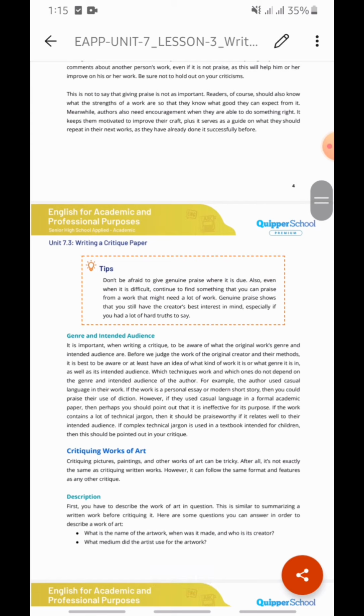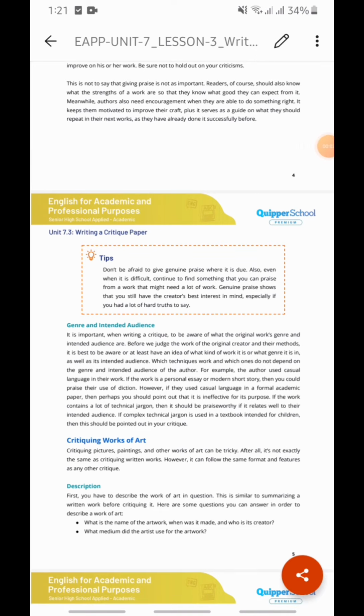For example, the author uses casual language in their work. If the work is a personal essay or modern short story, then you could praise this your own diction. So, however, if they use casual language in a formal academic paper, then perhaps you should point out that it is ineffective for its purpose. So, when we say casual language, diba, an irregular na language. So, dili siya pwede sa formal na academic paper. So that mapoint out nato na dili siya effective. So, it is ineffective for its purpose.